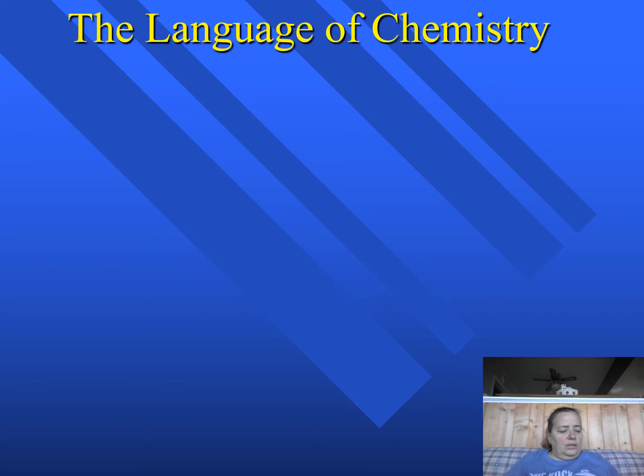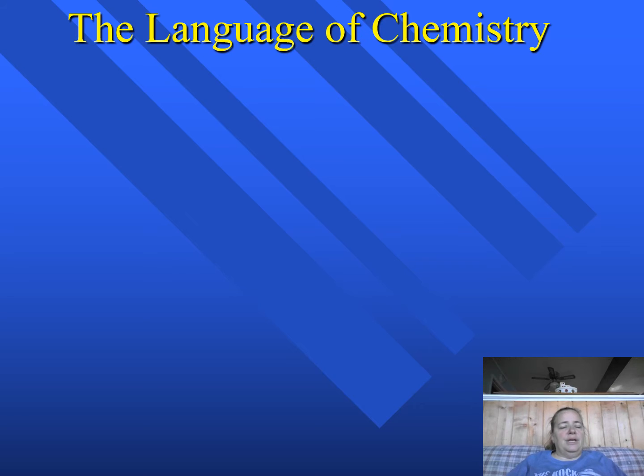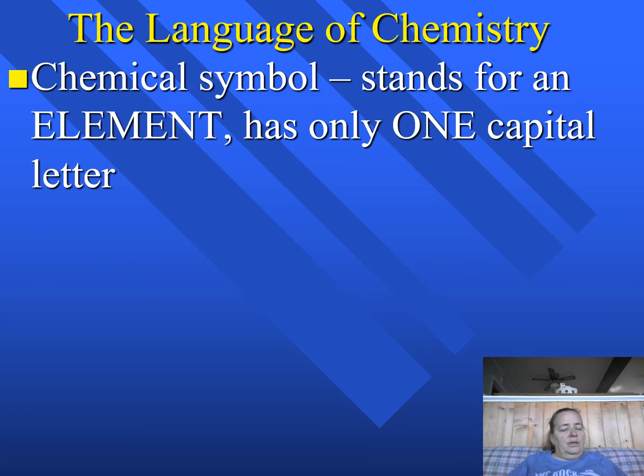Okay, so this unit is on naming compounds and writing formulas, so I just call it the language of chemistry. Before we get into that, there are a few things that I want to clarify and make sure that you understand the phrases that I'm using. For instance, an abbreviation for a chemical name is a chemical symbol. So, chemical symbol means an abbreviation for a chemical name.